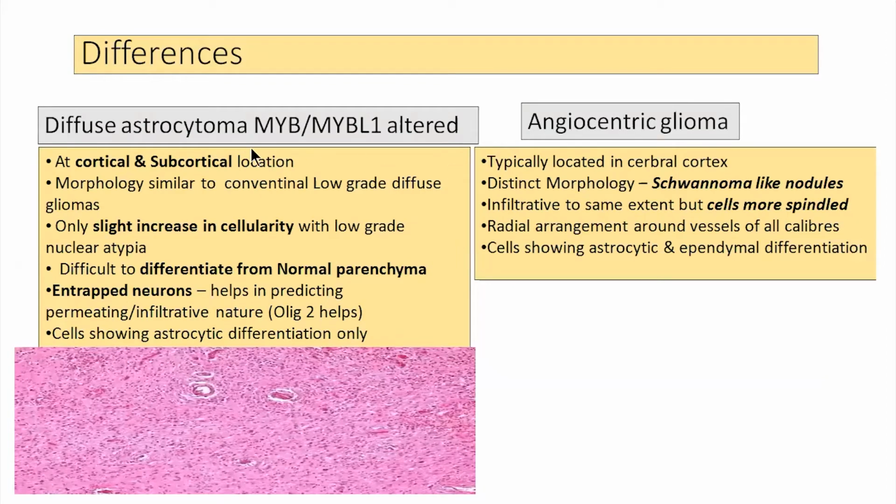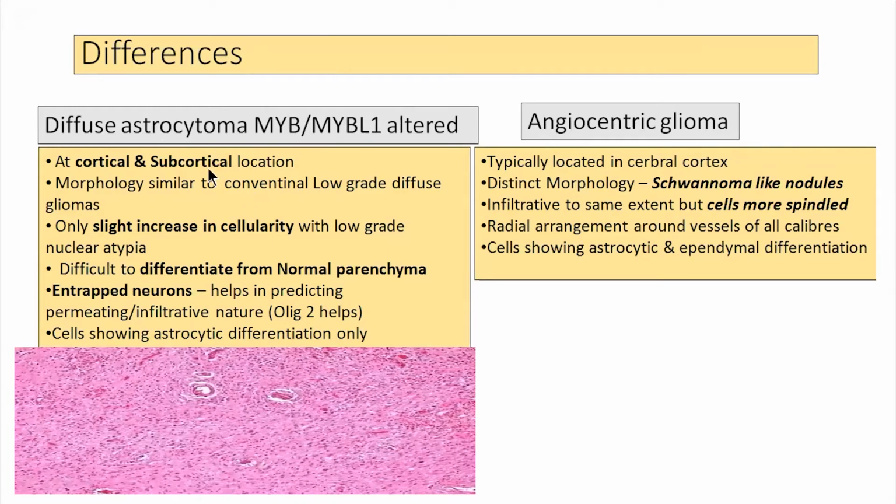So what are the differences between these two? The diffuse astrocytoma MYB or MYBL1 altered will show a picture very similar to other low-grade gliomas. Here I have taken the picture of an IDH mutant diffuse low-grade glioma, which is grade 2. But in this case, the cellularity is even less than grade 2 gliomas. I didn't have the picture of this case because we are yet to come across it. Moreover, we have to have a method of detection of this mutation. Only then can we call the diagnosis diffuse astrocytoma MYBL1 altered.